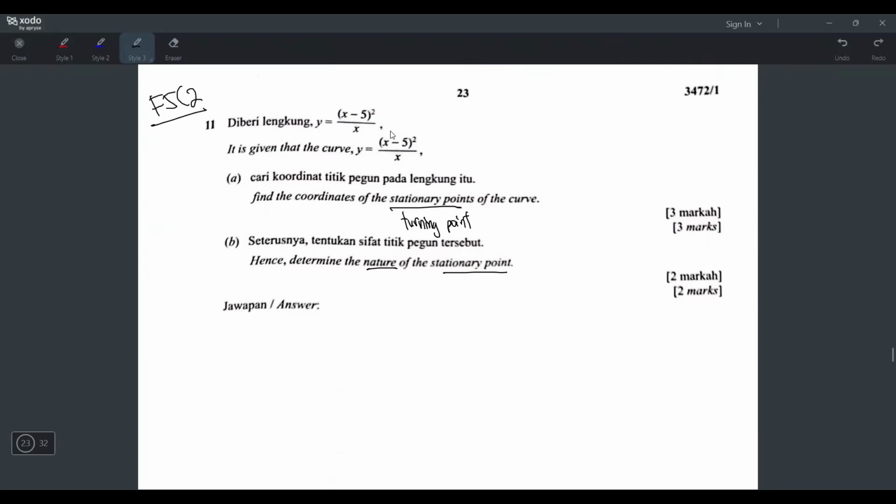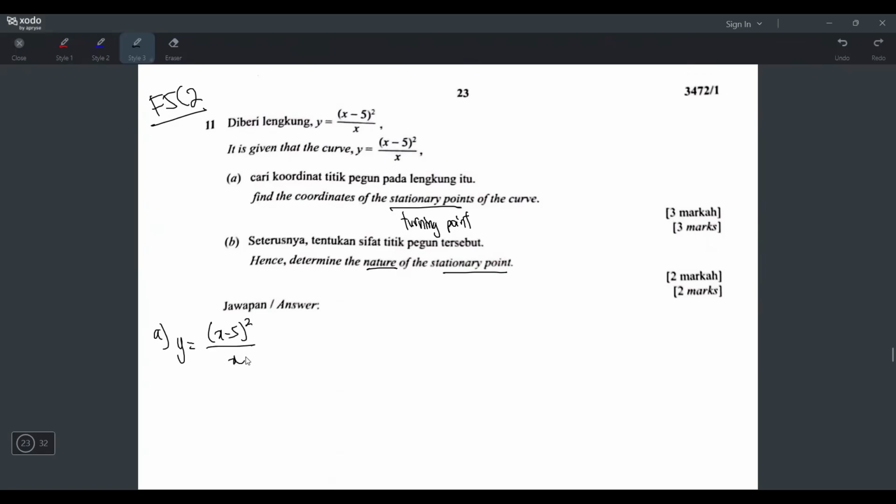Alright, in differentiation, you learn about it, and how you find it is you do dy/dx equals 0. Because when you're trying to find a turning point, the gradient of the tangent will be 0. And gradient of the tangent is basically the dy/dx answer. So what you do now is just do dy/dx equals 0. So first step, you find the dy/dx. So let's write the equation first. y equals (x minus 5) squared over x, like that.